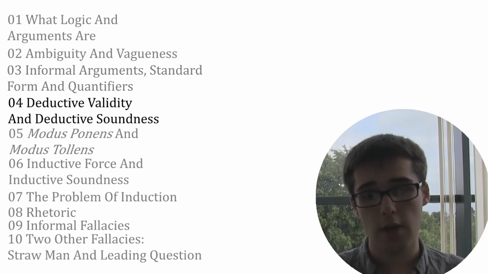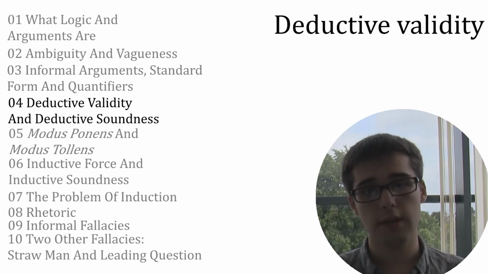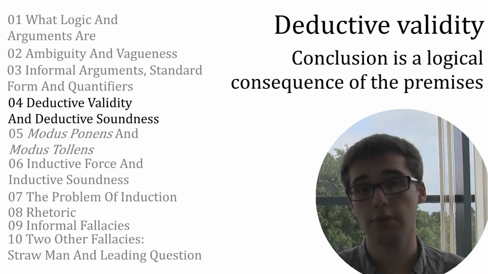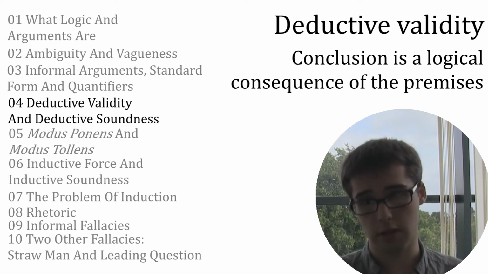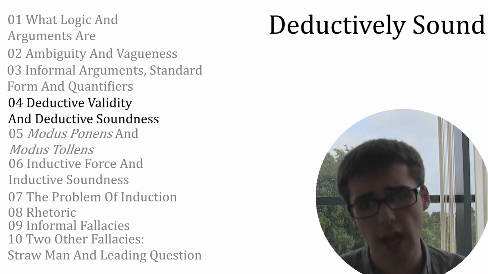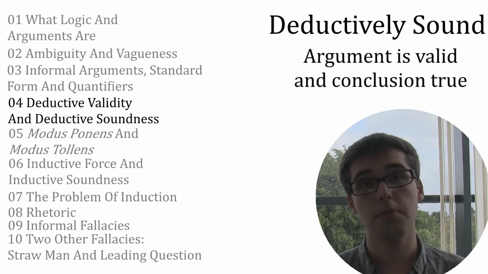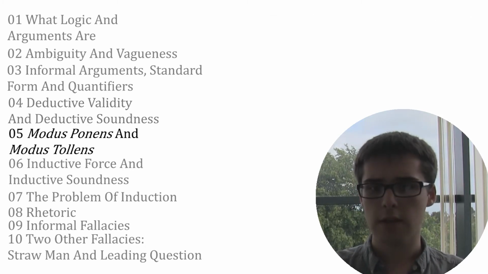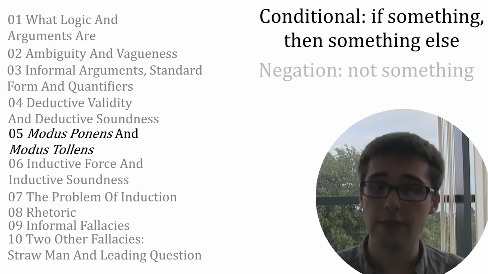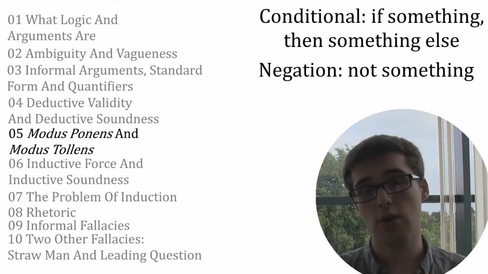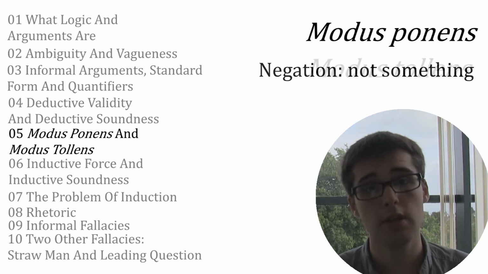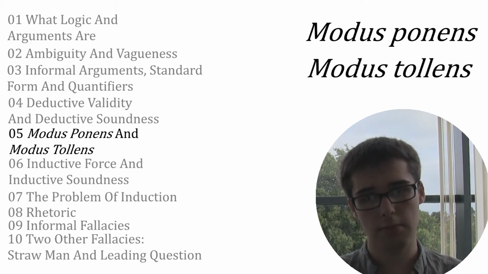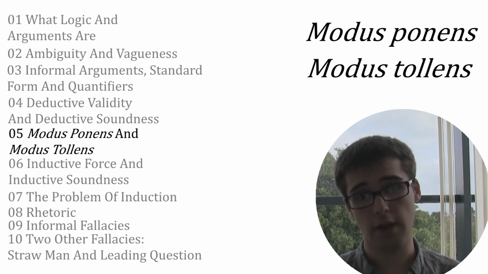The fourth video explained that deductive validity is where the conclusion of a deductive argument is a logical consequence of the argument's premises. And a deductively sound argument is where the argument is deductively valid and its conclusion is true. This led to explaining the conditional and the negation, which in turn allowed us to understand modus ponens and modus tollens, both of which are deductively valid argument forms, and that was in the fifth video.